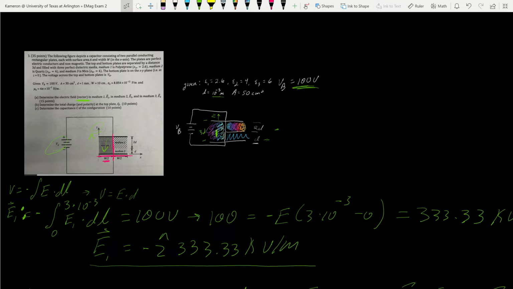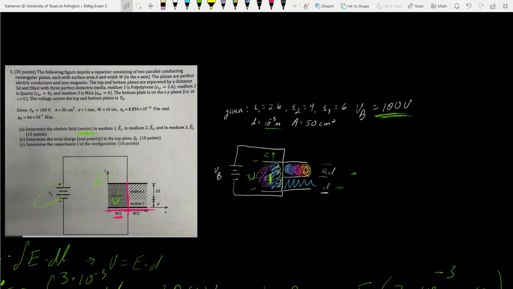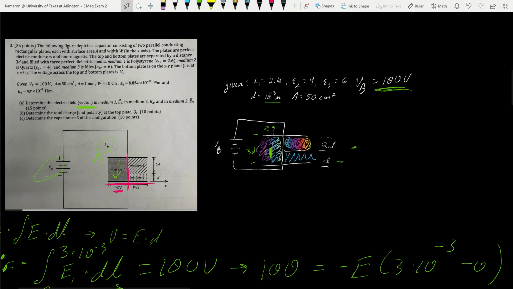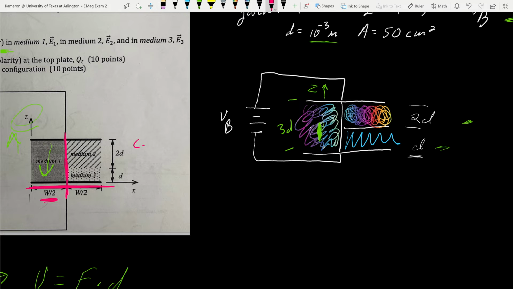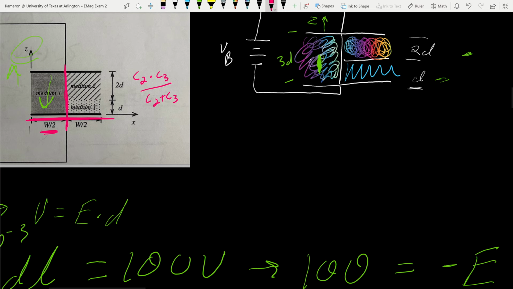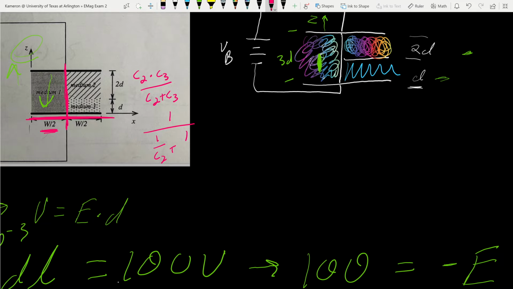Alright, so now that we have that, we need to solve for the equivalent capacitance. As we know, capacitors in series add like resistors in parallel, and since they're both related to medium one, we need to do C2 and C3 first. This will look like C2 times C3 over C2 plus C3. Or if you like this way better, you can do 1 over C2 plus 1 over C3. Doesn't matter, both of them work.